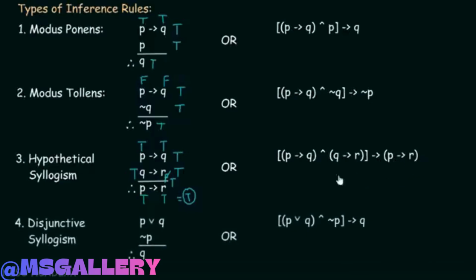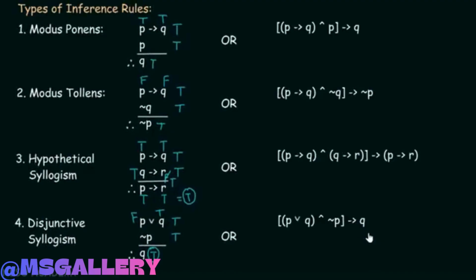Let's consider the fourth rule, that is disjunctive syllogism. P or Q, not P, therefore Q. Now let's say P or Q is true and not P is also true. If not P is true, then P becomes false. And if P is false, then Q has to be true. Therefore, finally, the conclusion becomes true. And we can write this argument as (P or Q) and not P implies Q.